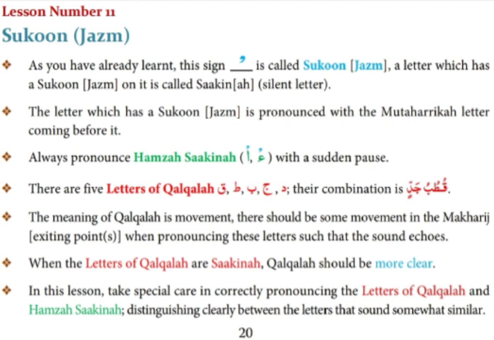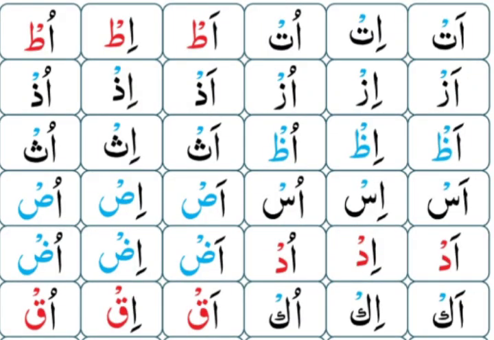The letter which has a jazm is pronounced with the mutaharrik letter coming before it. For example, look at the same box, same word. Because ta is sakin, and before ta sakin, Hamza is mutaharrik, because Hamza has zabar on it. So you have to read ta sakin with Hamza mutaharrik, like that. Hamza ta zabar at. You have to read ta sakin with Hamza mutaharrik before.